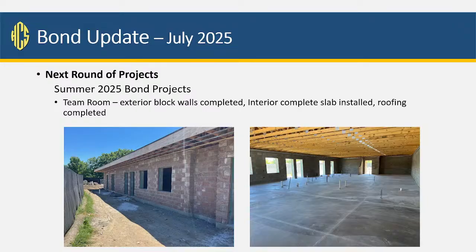The team room is underway also. Exterior block walls were completed on Friday last week. The interior slab has been poured. And then we're going to start working on interior walls, electrical, and all the other things that have to be done inside that building. Roofing is also complete. That building, we're not anticipating completion until middle of October to end of October. We're trying to improve that completion date, but we are at the mercy of inspections and permits and things like that from the state of Michigan. So our contractors are working diligently to finish that project up.